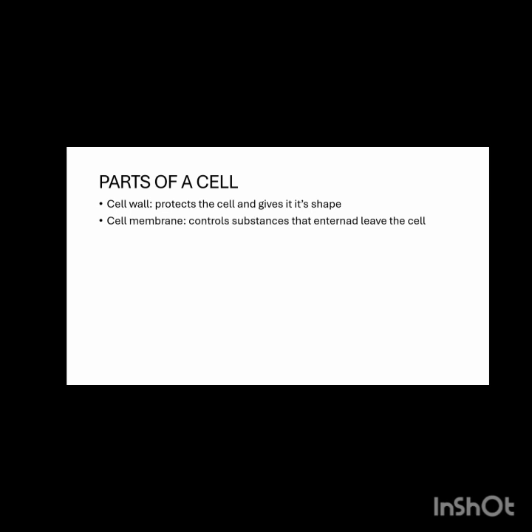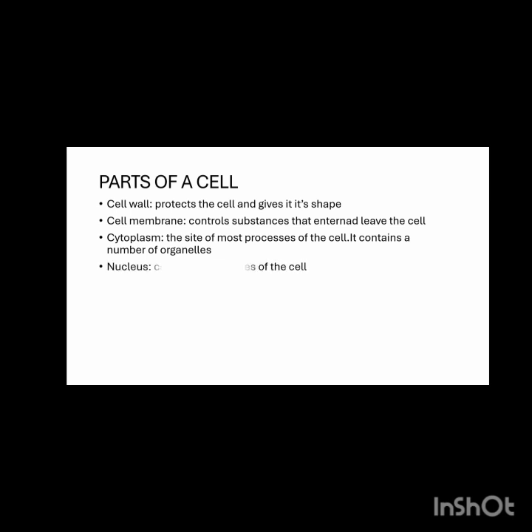Okay, number two, we have the cell membrane. So the cell membrane controls substances that enter and leave the cell. Okay, third, we have the cytoplasm. The cytoplasm is a site of most processes of the cell. It contains a number of organelles. So all the organelles, the nucleus, the mitochondria, you find them in the cytoplasm. So it has two functions. One, it's where most processes of the cell occur, and then it also contains organelles of the cell.